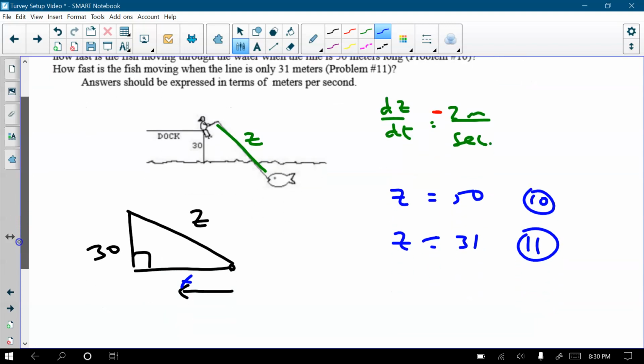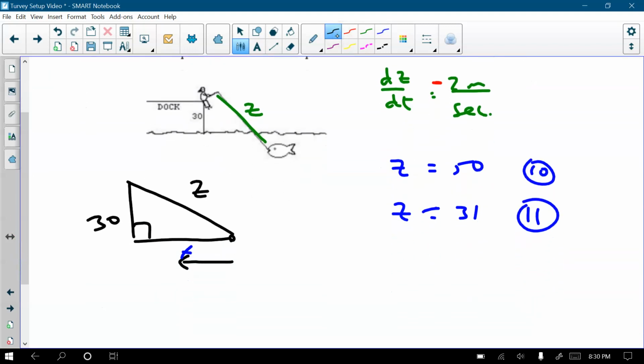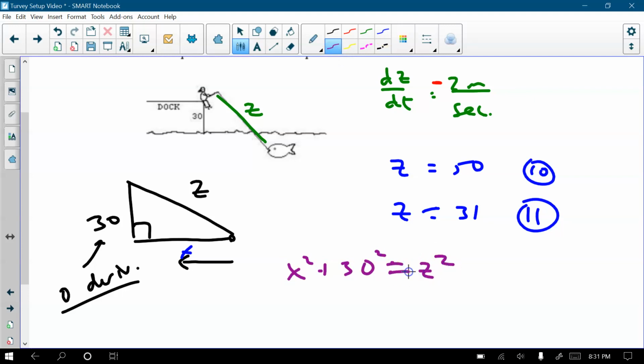Now, we need an equation that relates these. Notice the height of the woman does not change. So this is a zero derivative. That 30 is not changing. X is changing, though. Z is changing. So let's go ahead and get an equation here. An equation could be x squared plus 30 squared equals z squared. Who really cares what 30 squared is? Not me. Because when I take the derivative with respect to time, the 30 squared goes away. It's 0, which is what we wanted.